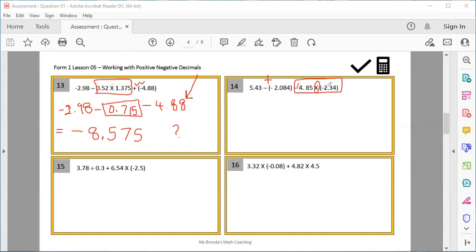So negative times negative number will give you a positive number. So you take your calculator, 4.85 times 2.34. You will get positive 11.349 for this first. Okay? And this part, 5.43. When you open this bracket, it will become a positive 2.084. And then leaving you with this part of the answer plus 11.349. You see that? Then you press your calculator and get one answer.